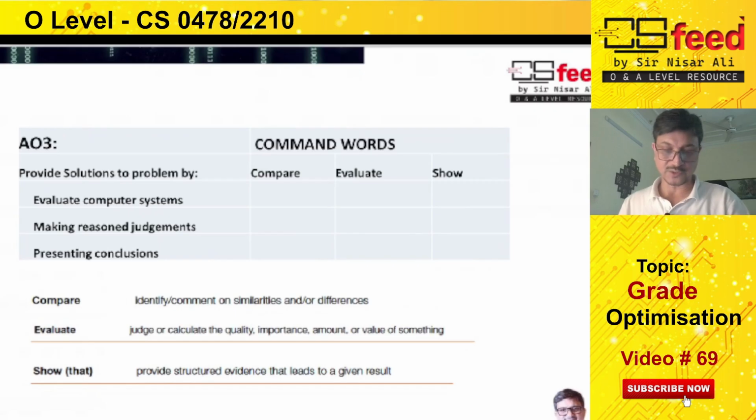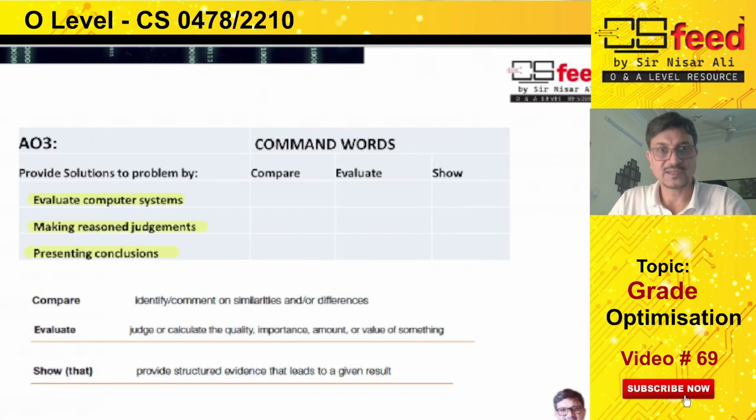So it is better that you understand what kind of questions these are and why these questions are a little challenging. AO3 is, as I said in the beginning, evaluating computer systems, making reasoned judgments, and presenting conclusions.